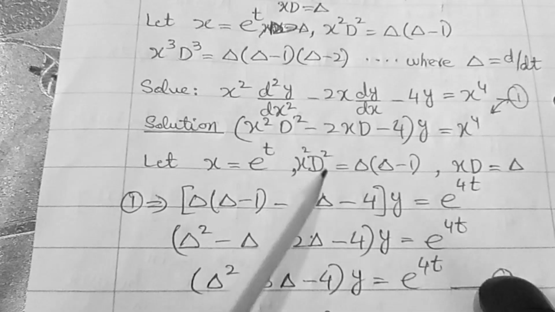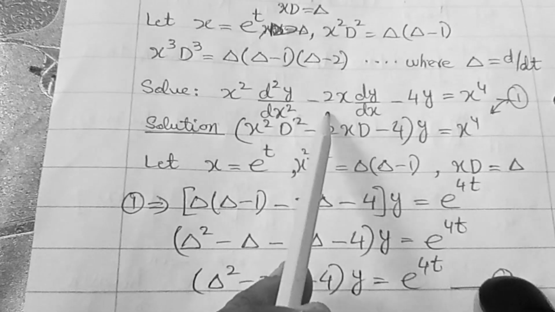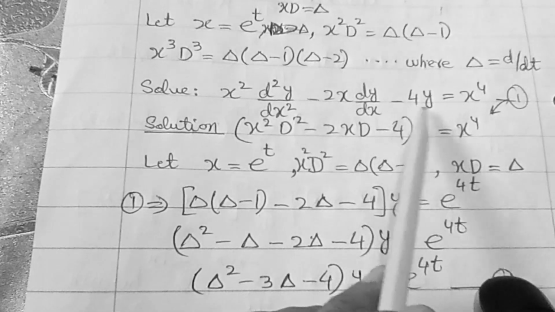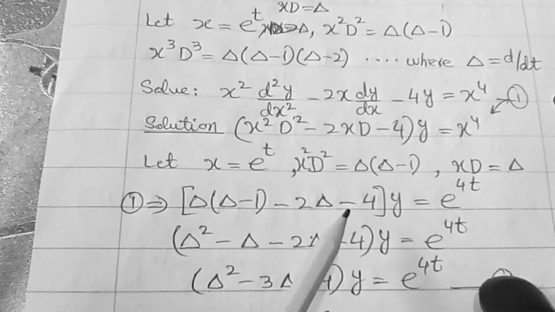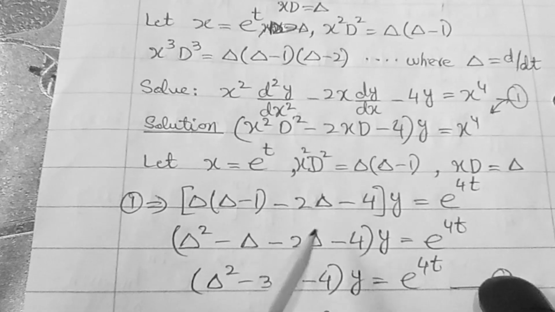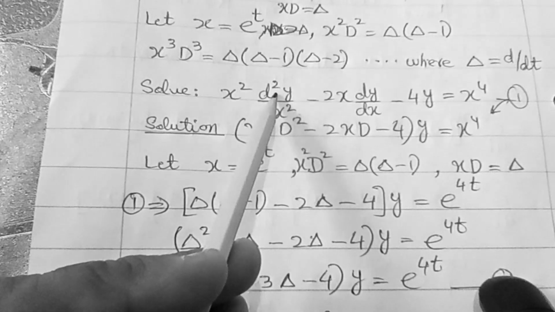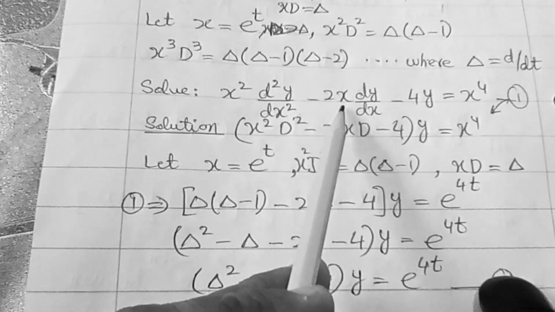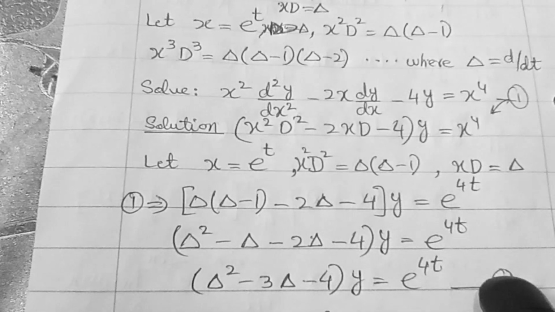Here we have a problem: x square d2y upon dx square minus 2x dy upon dx minus 4y is equal to x raised to the power 4. In this problem, we can easily observe that we have a second degree polynomial with second order differential and a first degree polynomial with first order differential. So here, how do we pursue the solution?